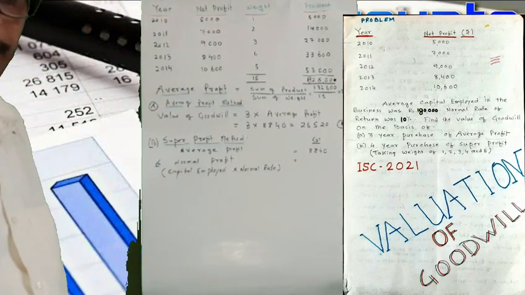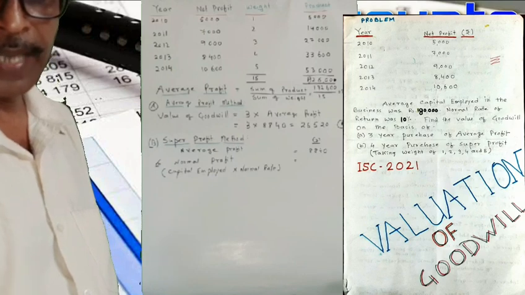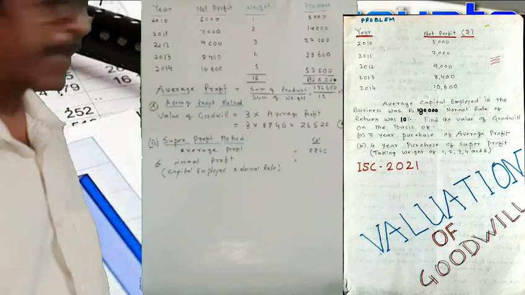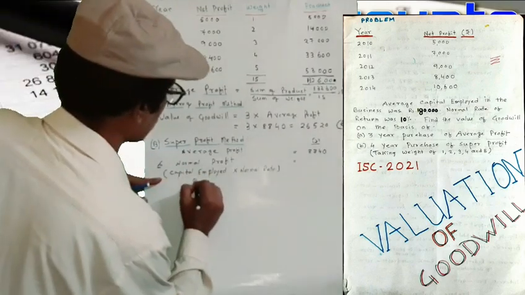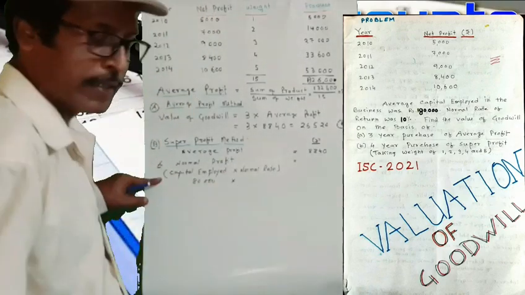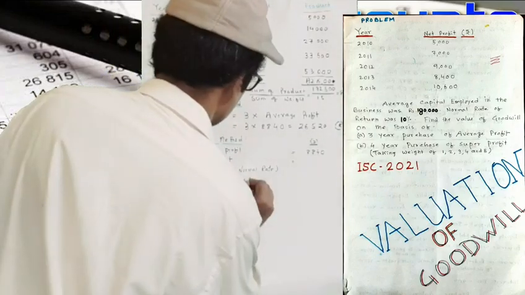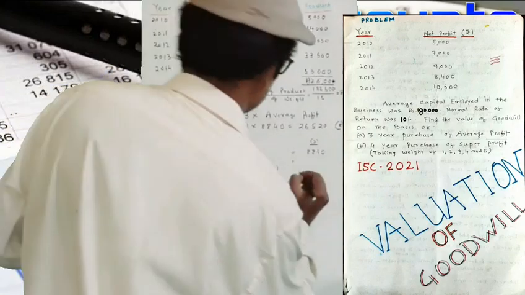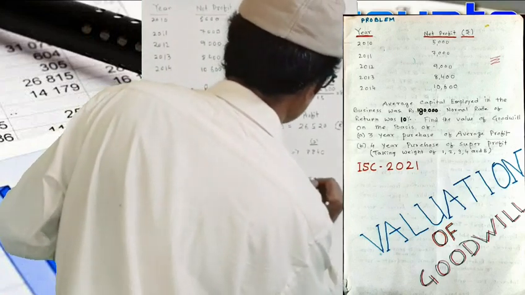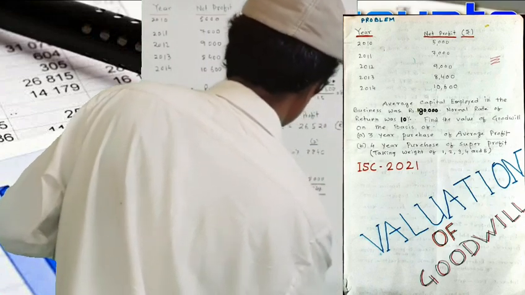In the question paper, in the second paragraph, it is written that average capital employed in the business is 80,000, and the normal rate of return is 10%. So write 80,000, capital employed, into the normal rate of 10%, which equals 8,000. This is the normal profit.